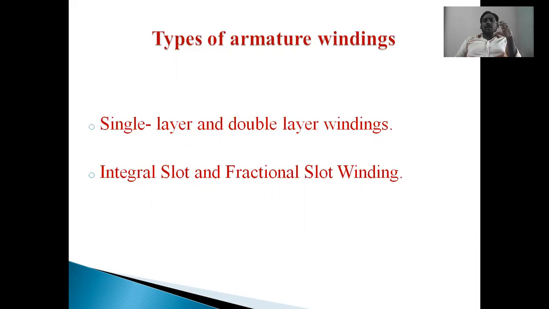One more thing is that if we are using double layer windings, there is a possibility to provide corded coils. Corded coils means when the coil span is less than the pole pitch. The coil span is less than the pole pitch of a machine. Such type of arrangement is called corded coils. We discussed this in the last class. Now we are going to discuss integral slot and fractional slot windings.